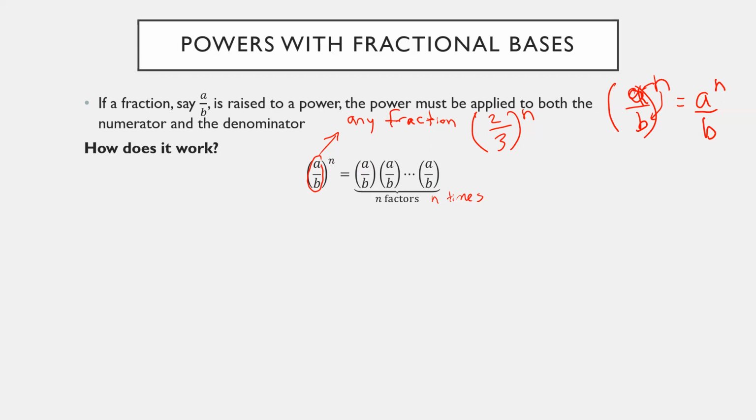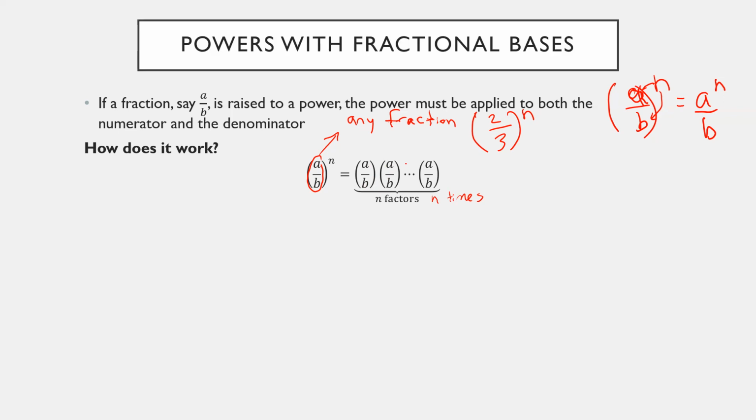We could say you're multiplying it 5 times. Then that would be a over b times a over b times a over b times a over b times a over b. Hopefully I said that 5 times there. So how could we simplify this?